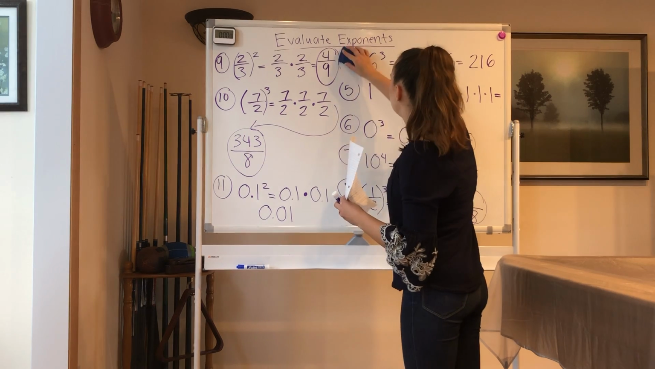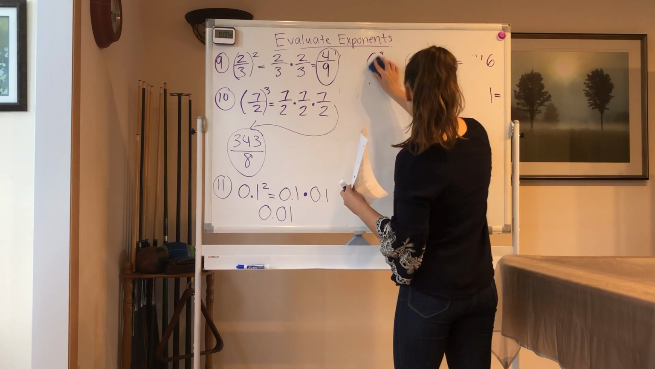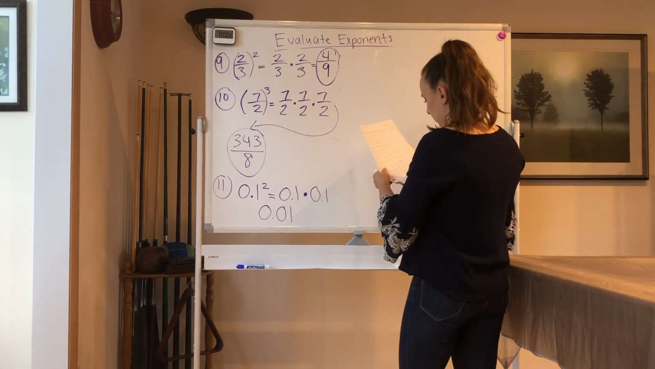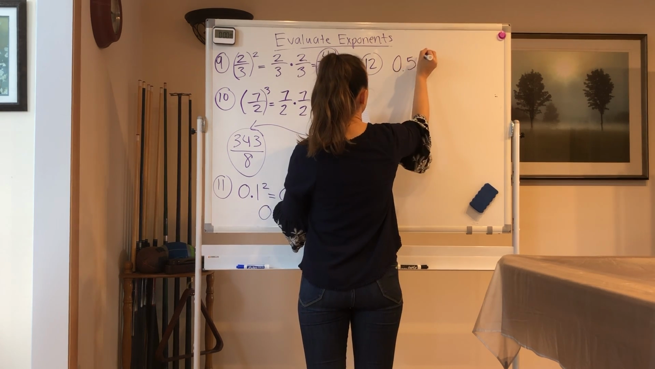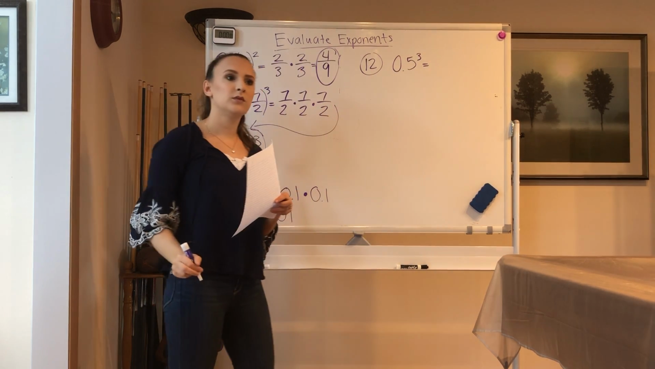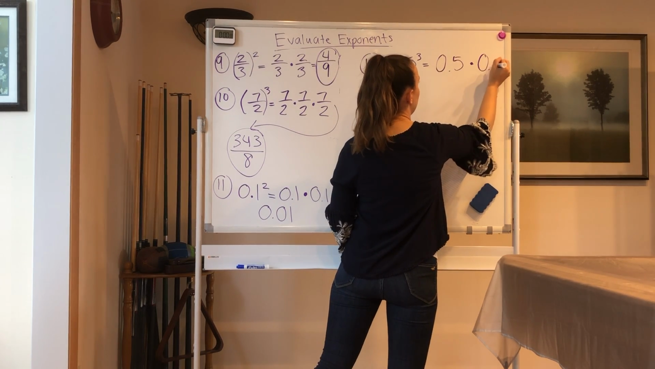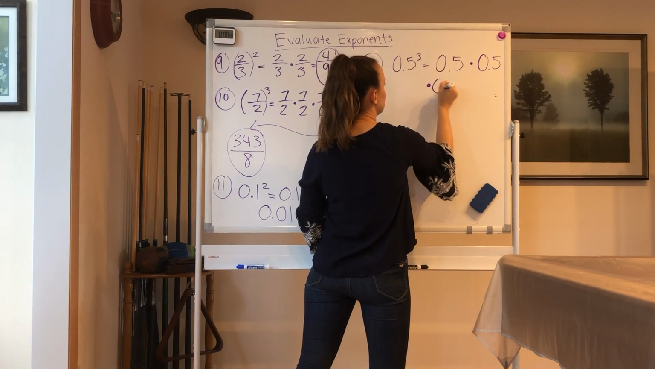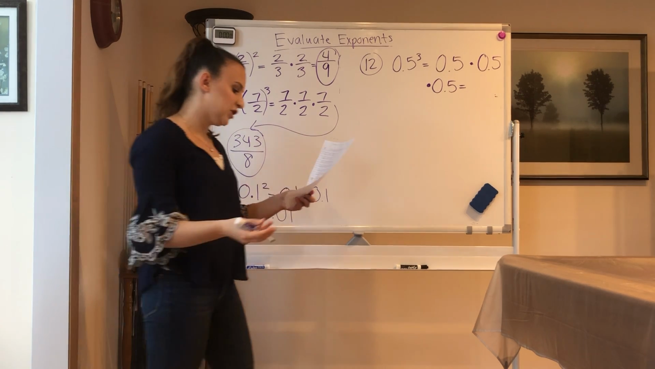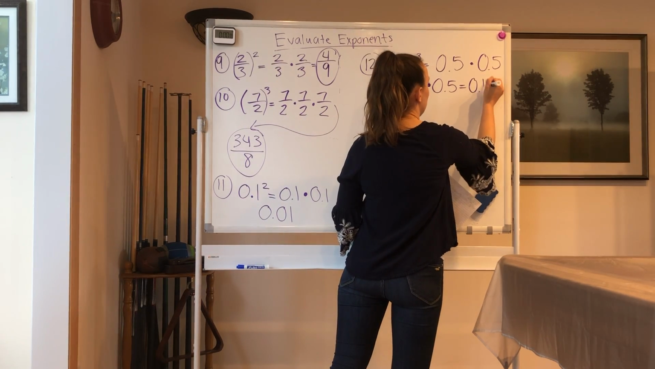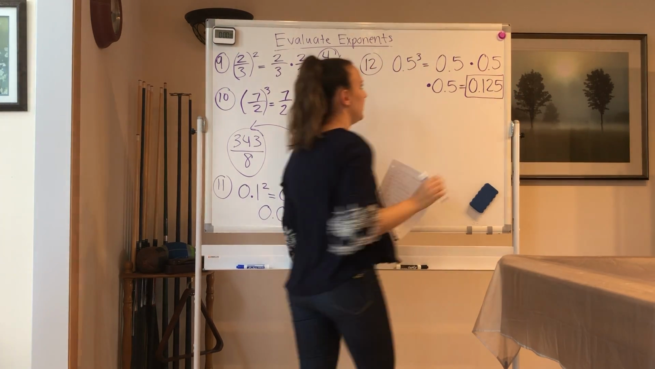The last problem is number 12. Okay, so number 12 is 0.5 cubed, which is 0.5 times 0.5 times 0.5. 0.5 times 0.5 times 0.5 is 0.125. You can just put it in your calculator. Okay?